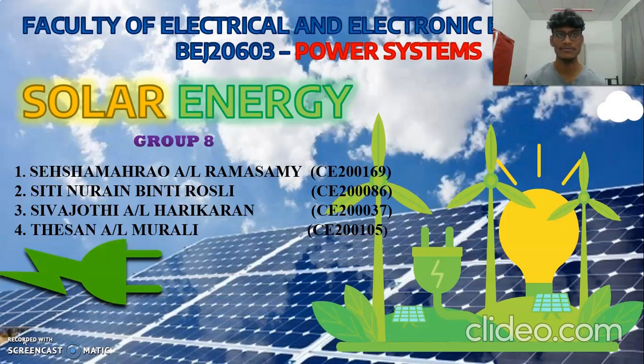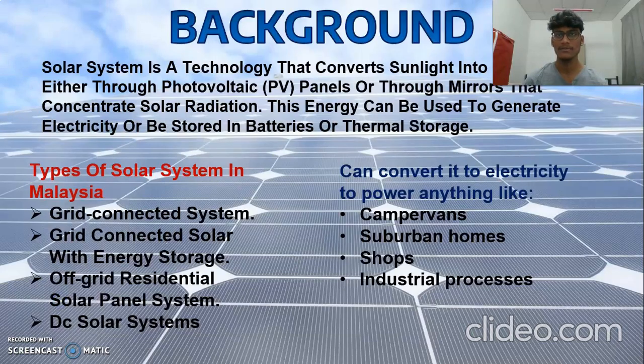For project 2, we did renewable energy, which is solar energy. So, here we're going to see the background. A solar system is a technology that converts sunlight into electrical energy, either through photovoltaic PV panels or through mirrors that concentrate solar radiation. This energy can be used to generate electricity or be stored in batteries or thermal storage.